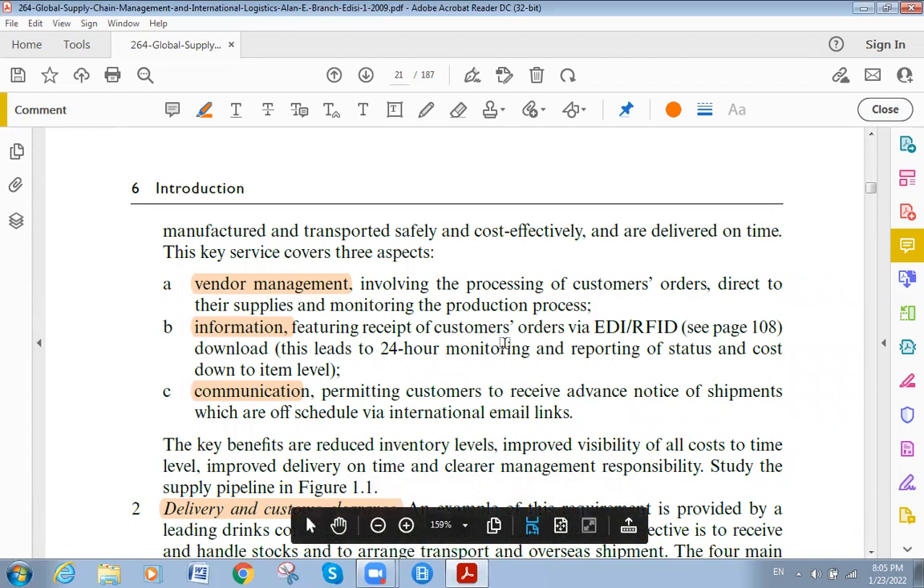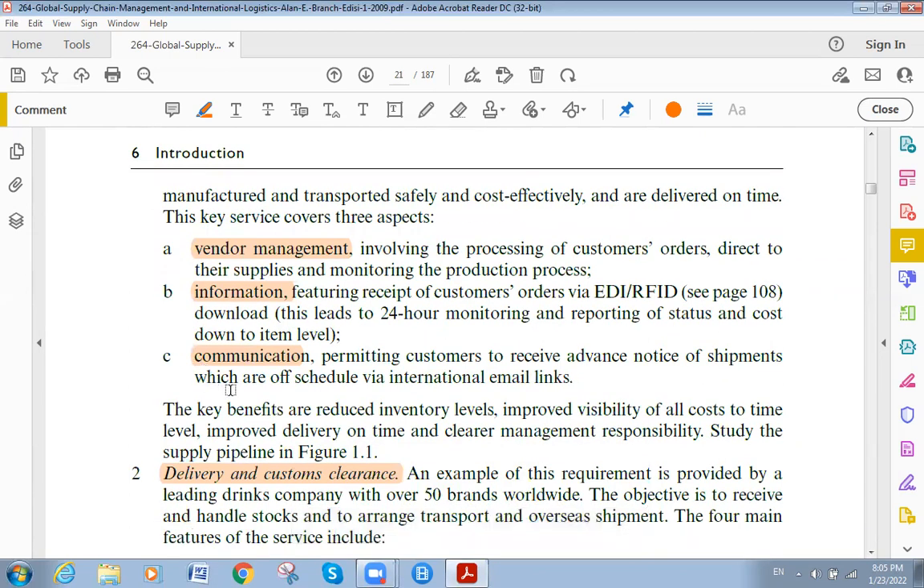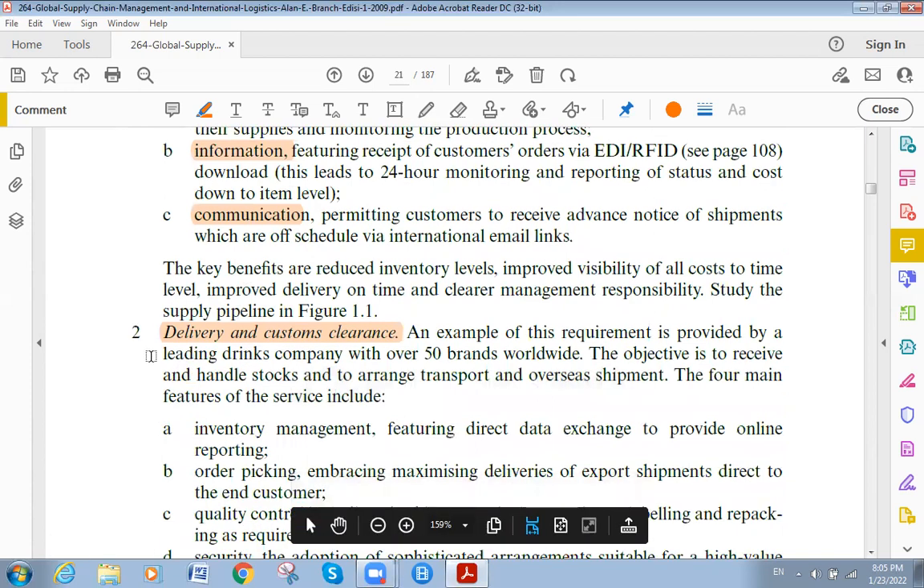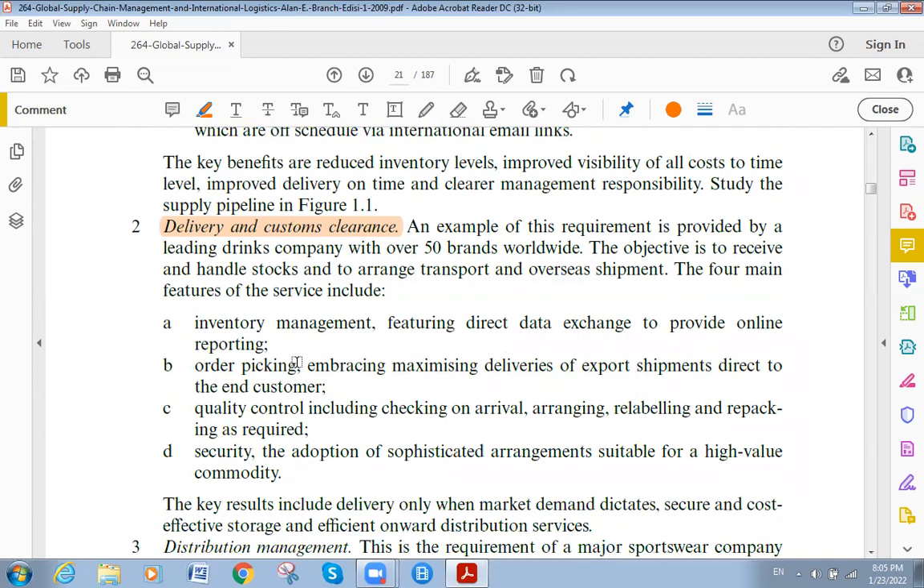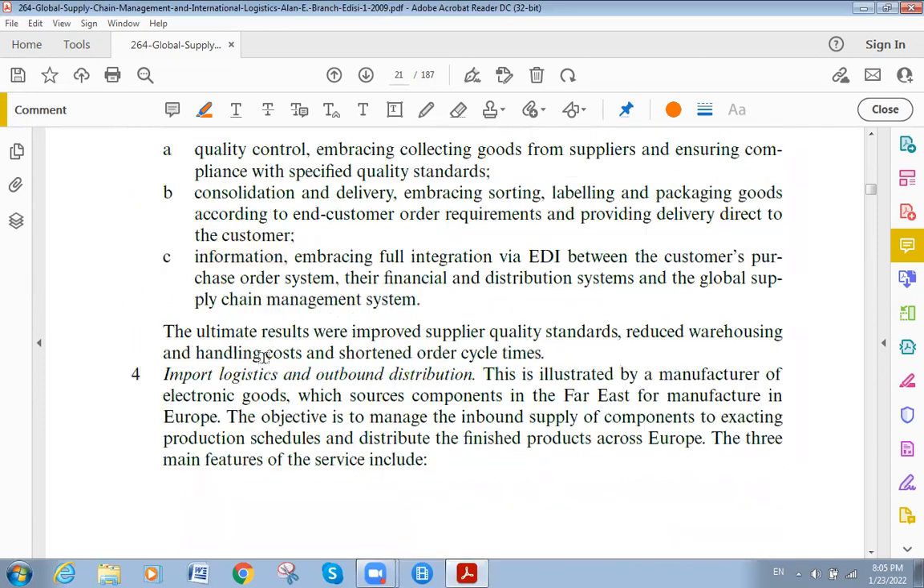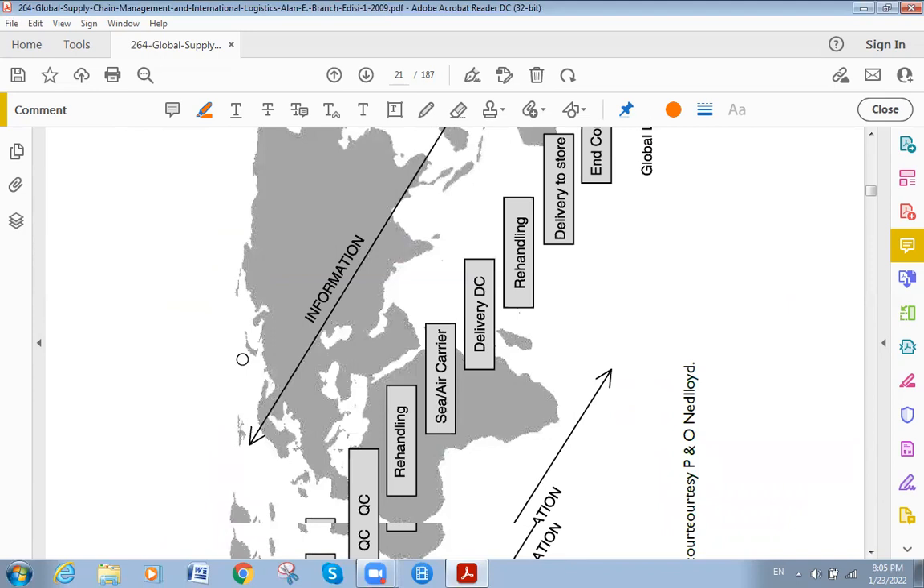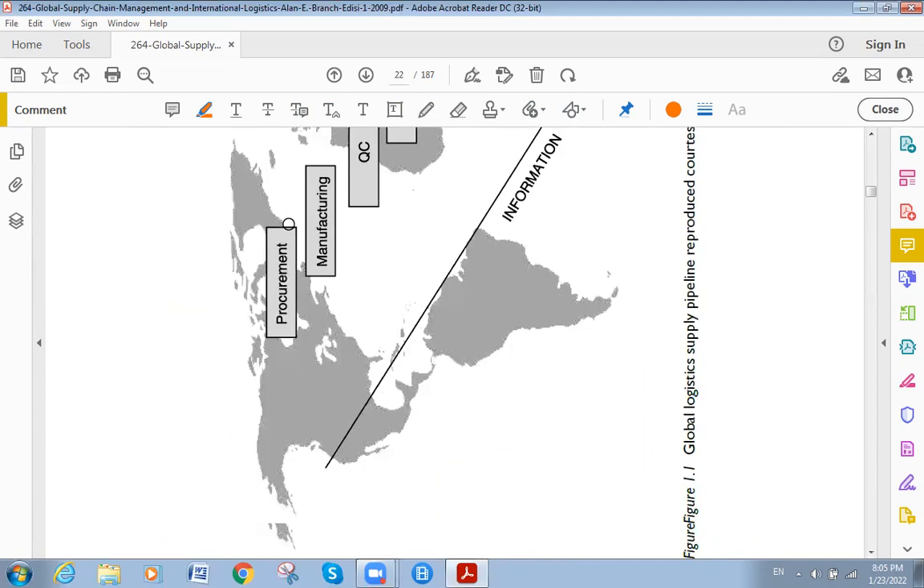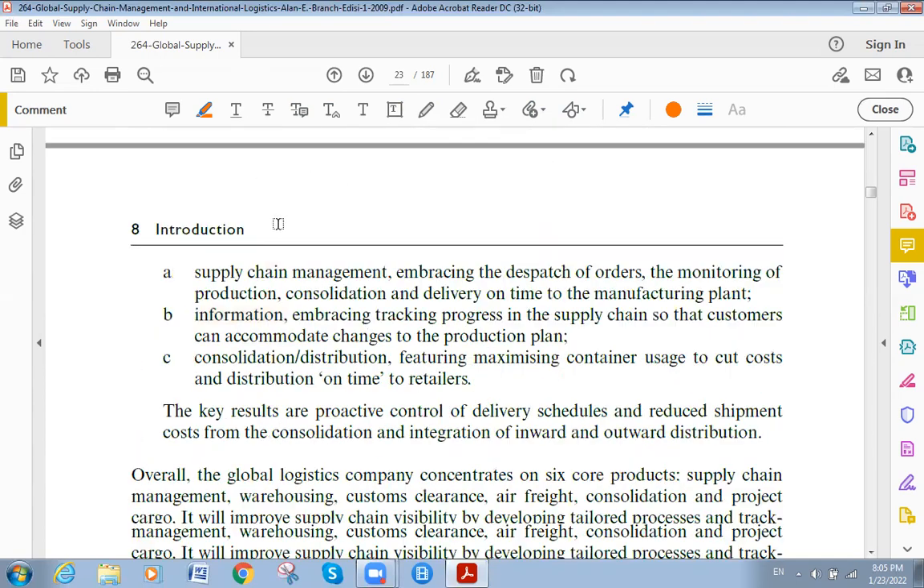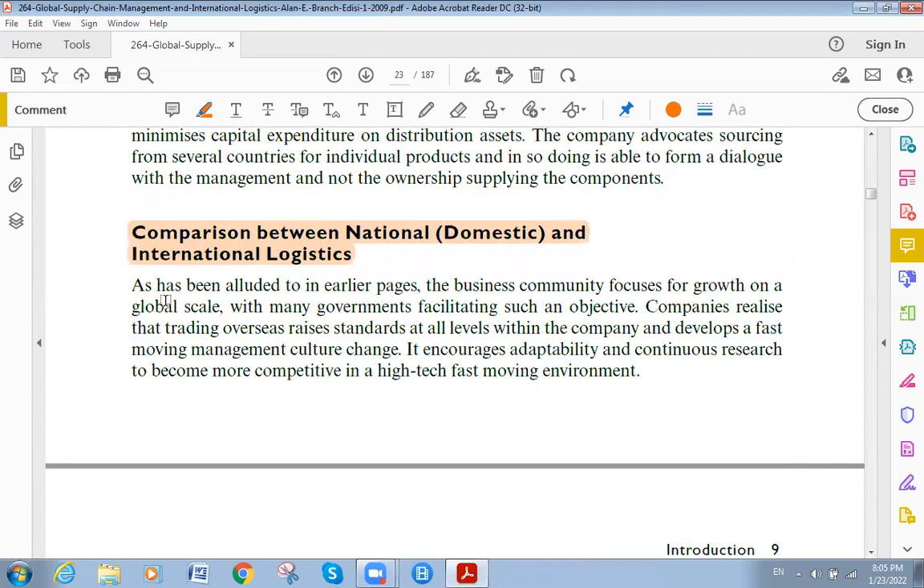featuring receipt of customers and so on. They focus on the communication with their own clients. They focus also on delivery and customs clearance. Those points are very important for working globally. So this will be very important to work in global systems. This was about the global logistic system.